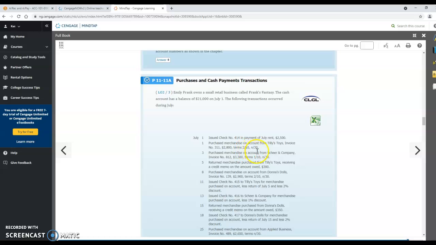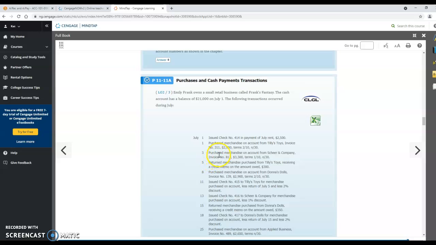There are terms of 2/10, net 30. If we pay this off within 10 days of the date of the invoice, we'll get a 2% discount. So it would have to be paid by July 11th. That's 10 days after the 1st. Otherwise, we have to pay the whole amount on the 30th day, which would be August 1st or July 31st, depending on what method your company is using to count the days.